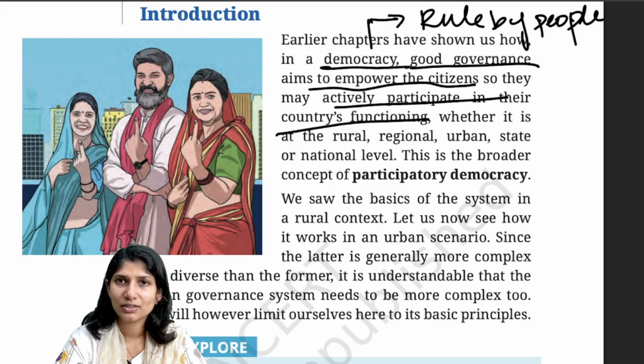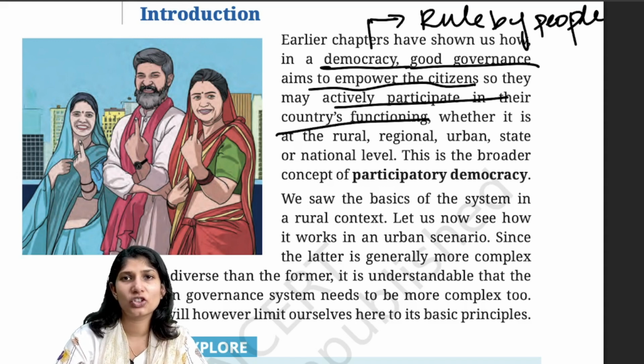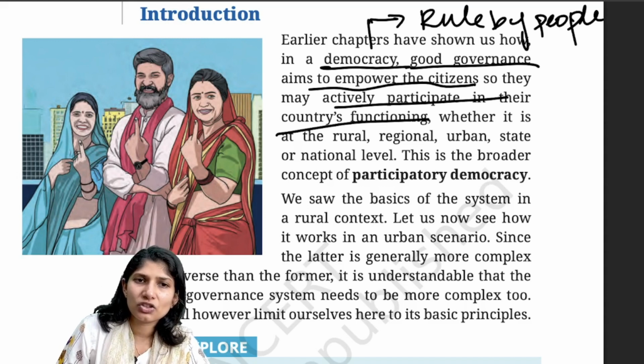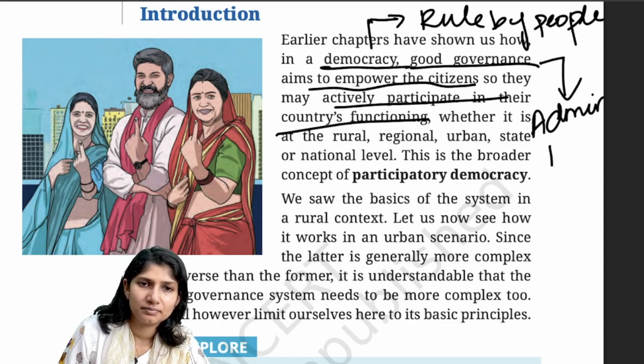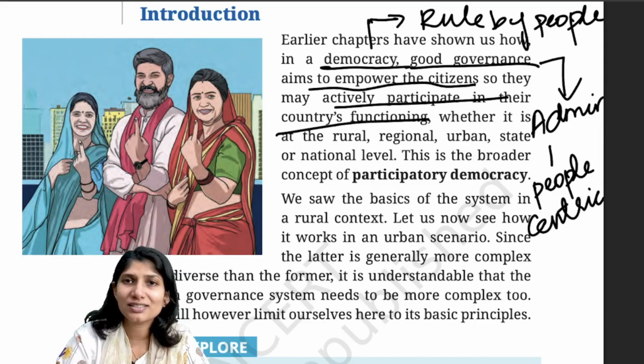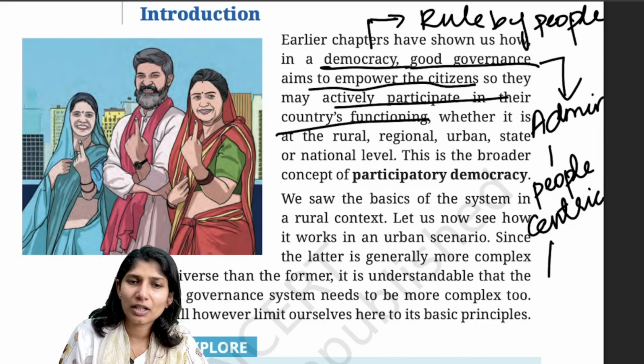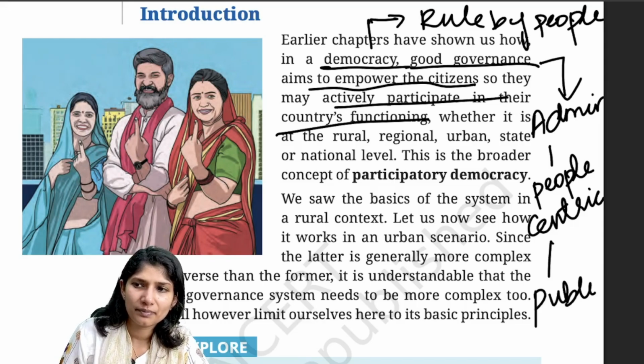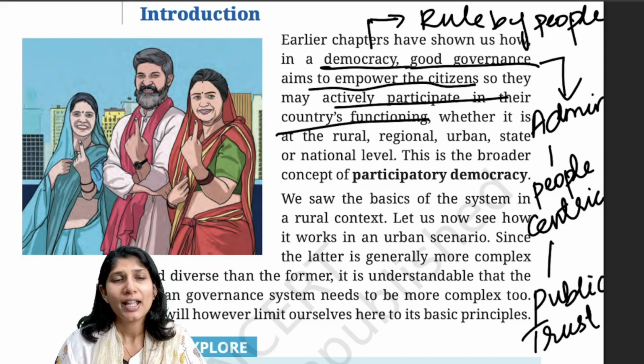Yes, the rule is by the people. And what is good governance? If you see, how is the administration of the country? Is the administration of the country people centric? These are some of the important things that make people have trust in the government, and this is what develops into something called public trust.